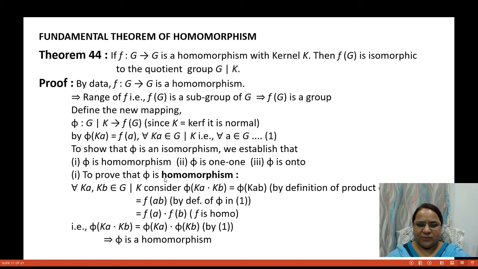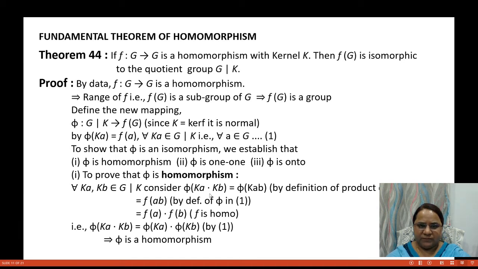So to prove that it is a homomorphism, let us take some Ka and Kb belonging to G/K. Consider phi(Ka·Kb). By using the definition, this can be written as phi(Kab) by the definition of the product of two cosets. So this is nothing but f(ab) by the definition of phi in 1.